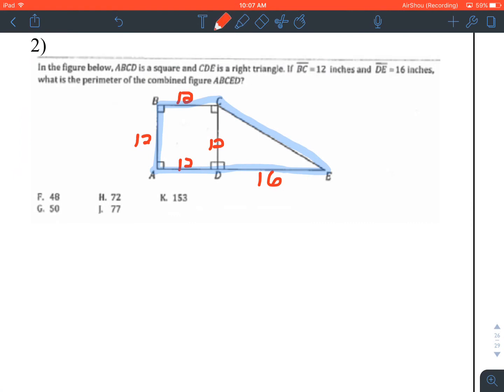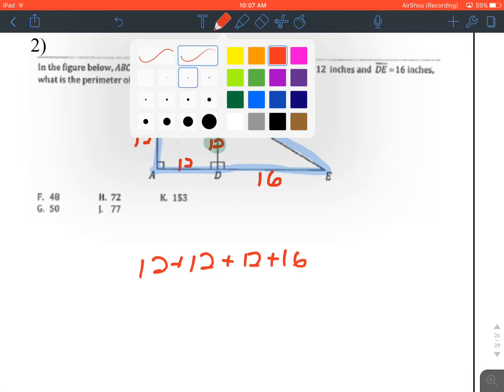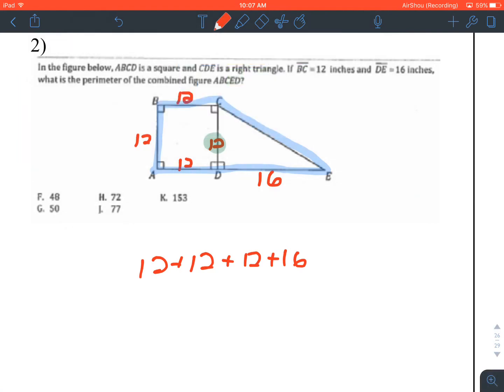So we know most of these. We got 12 and 12 and 12 and 16. We do not count this 12 because it's not part of the perimeter that it's asking for. So if we just add those together, let's just do that real quick. That's going to be 36 plus 16, that's 52. So right now we're at 52, which means those cannot be the answer.